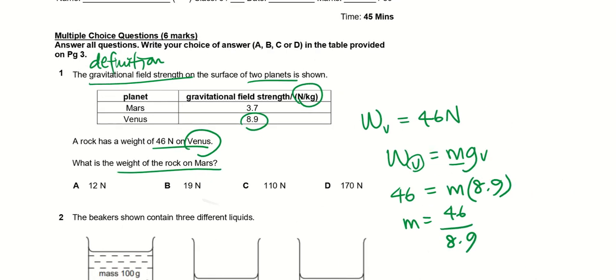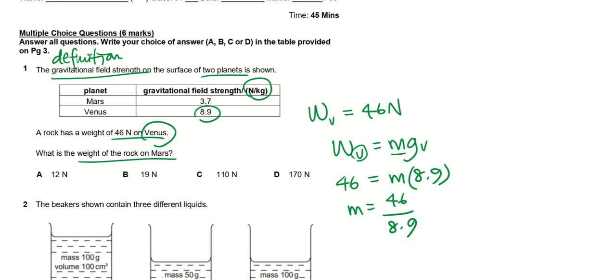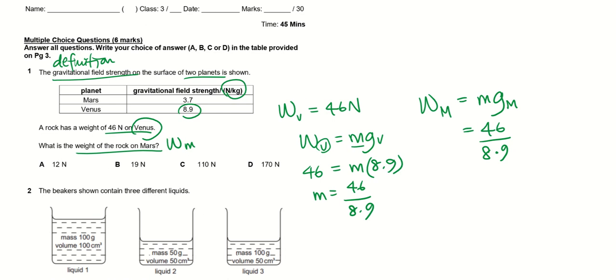And since mass doesn't change, I'm going to do another calculation for the weight on Mars. The weight of the rock on Mars is what I need to find, and I'm going to use the same mass because the mass doesn't change. The weight changes because different planets have different gravitational field strength. So you need to choose the correct gravitational field strength, and the answer will be around 19 Newton. So answer is B. Please check your answer.